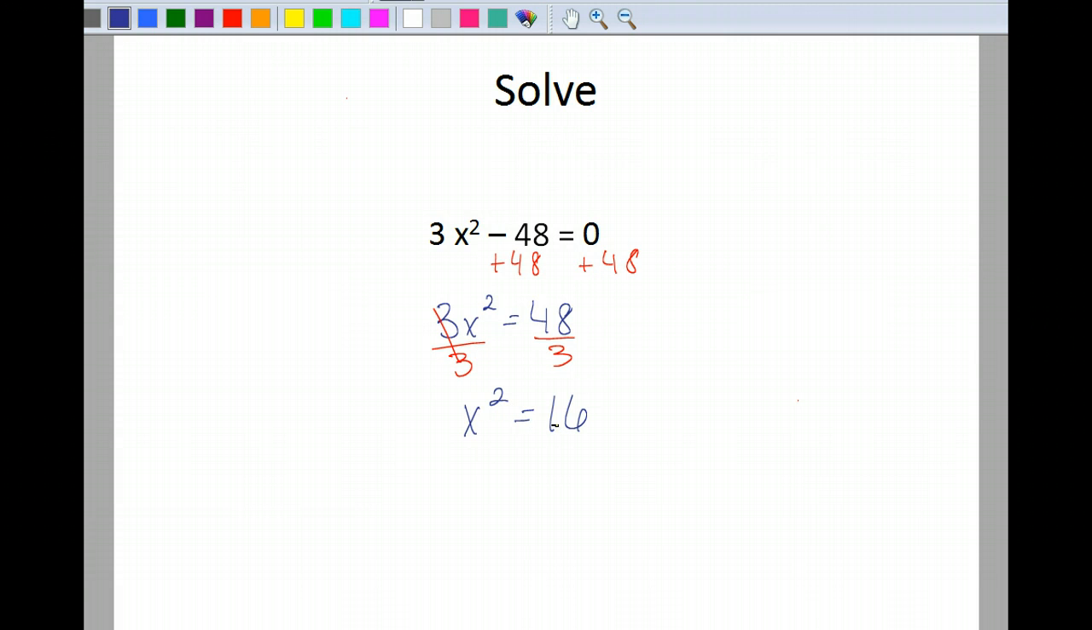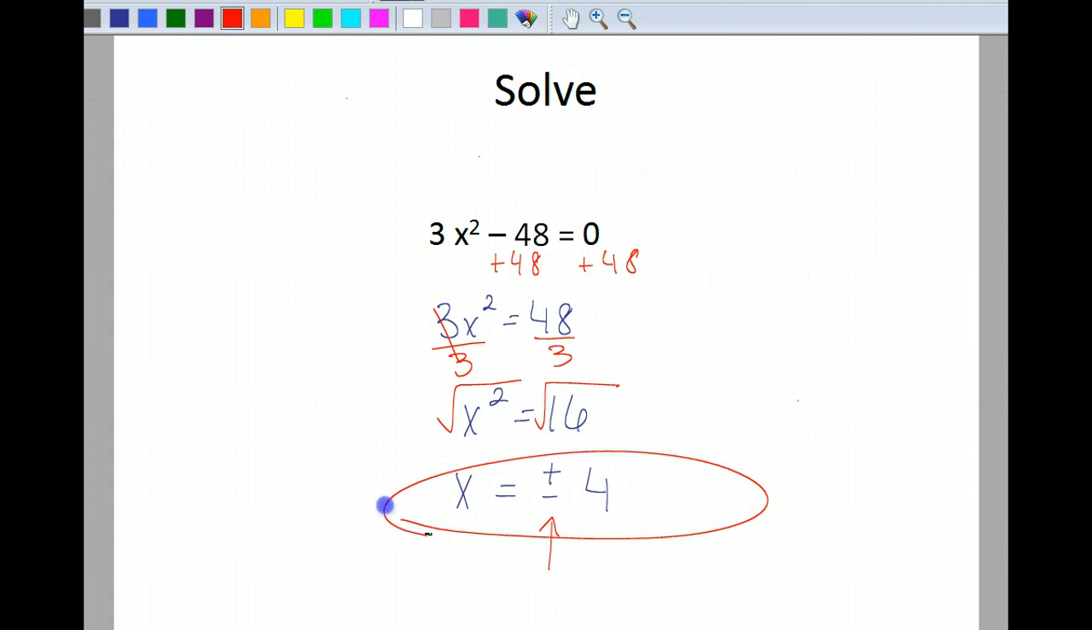Okay, I've got x squared and I've got 16. What am I going to do? Now I'm just going to take the square root of it. So now I've got x is equal to plus or minus 4. This plus or minus is really, really important. Make sure you have that in your solution.